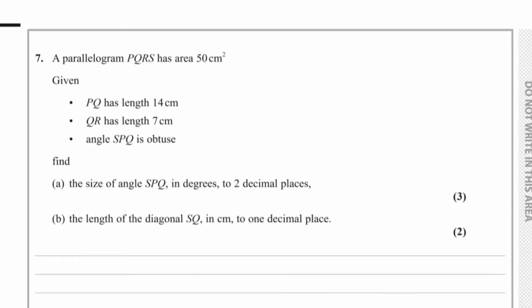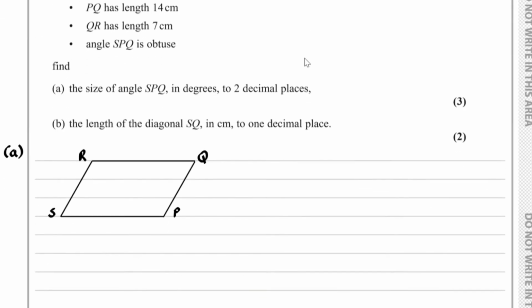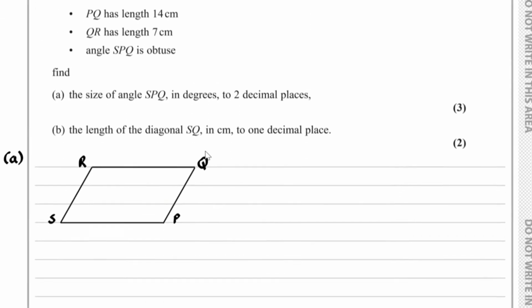Question number 7. A parallelogram PQRS has area 50 cm squared. We're given that PQ has length 14 cm and QR has length 7 cm and the angle SPQ is obtuse. What we have to do for part A is find the angle SPQ in degrees to 2 decimal places. Here is a diagram of the parallelogram.